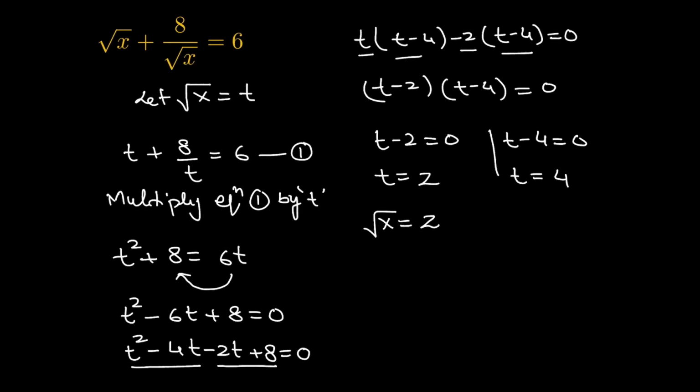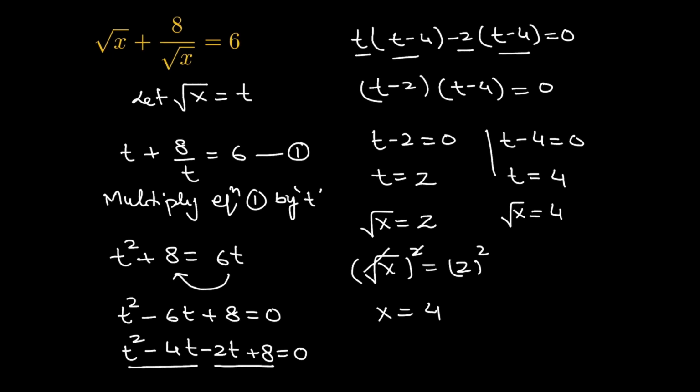So I would like to remove the square root. Square both sides, that means root x whole square is equal to 2 square. Square and square root will eliminate. So this is x is equal to 4. From the other side, root x is equal to 4. So square both sides. This means root x whole square is equal to 4 square. So square and square root will eliminate. So x is equal to 16.